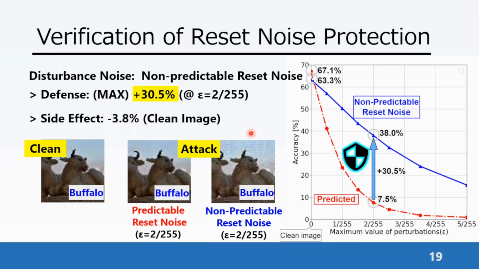These three figures show example images. To humans, all objects look like buffers. However, the CNN misclassified it as a freight cloud due to the adversarial perturbation. In contrast, the AI can recognize the buffers because the non-predictable reset noise was added as the disturbance noise.